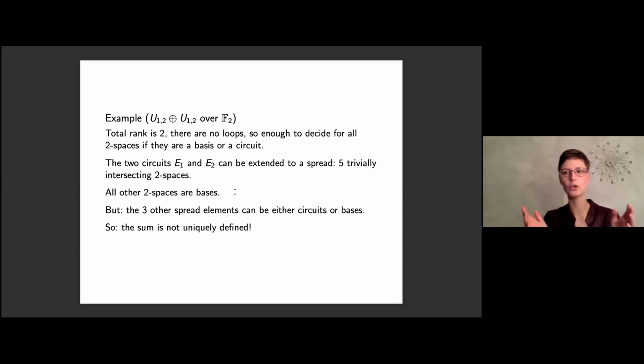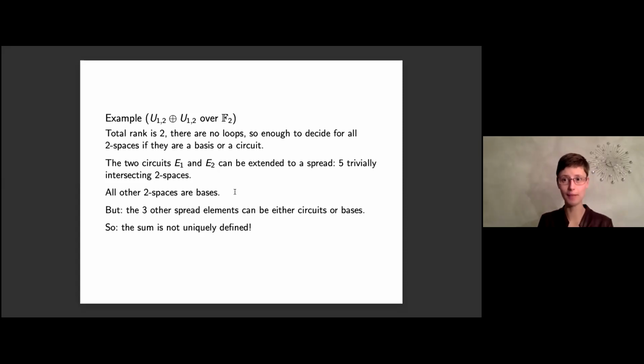semi-modularity is not helping you. So the rank axioms don't decide whether they have to be circuits or bases. So you can basically choose. So that means that the sum in the definition that we just had is not uniquely defined, because we have this spread and we know 2 of those elements are circuits. And we can choose to have these be the only circuits, but we can also have 3 or 4 or 5 circuits. And so they all satisfy this condition that the minors are M1 and M2, but they are really different q-matroids. So that was annoying.